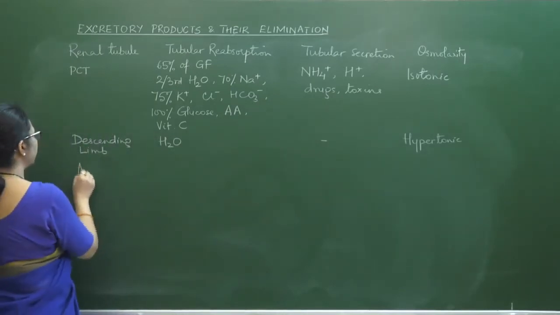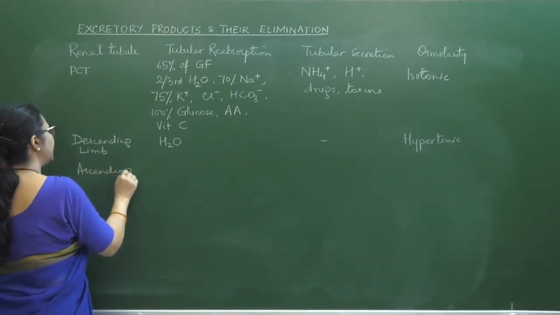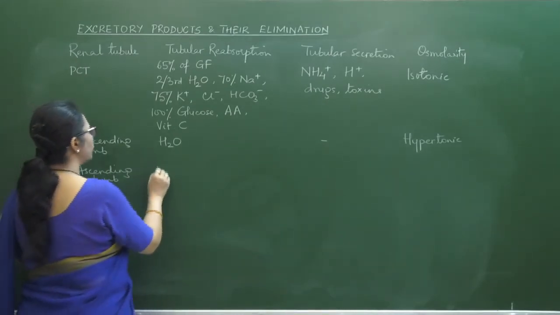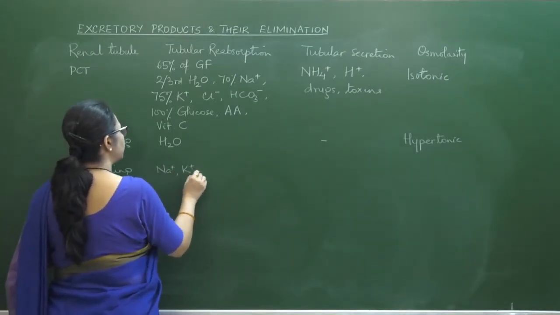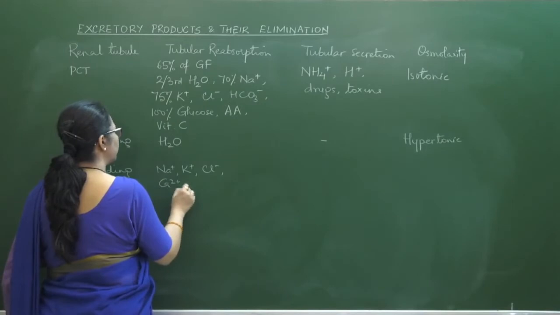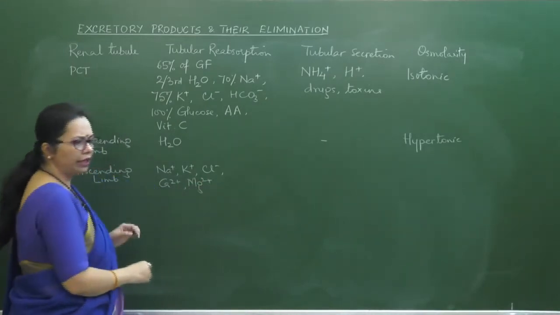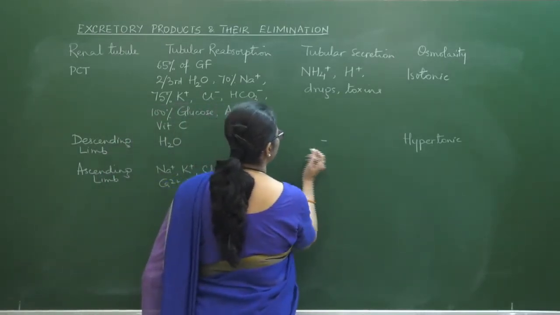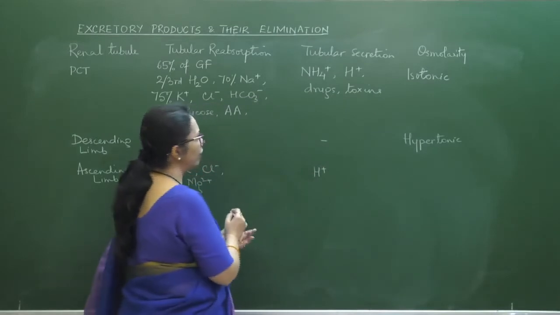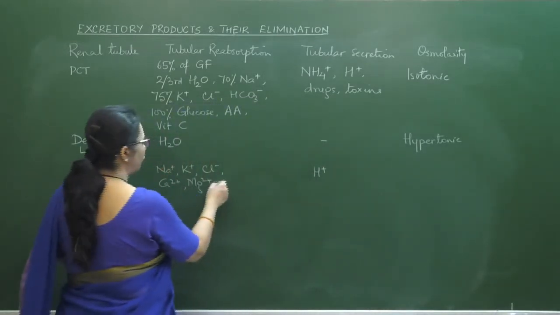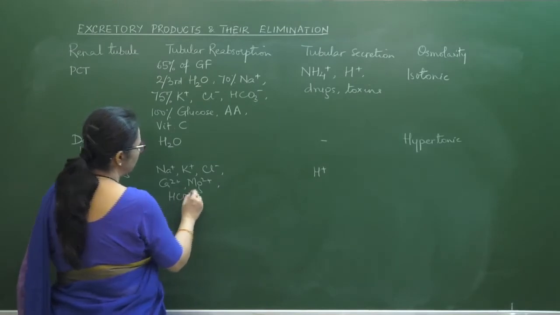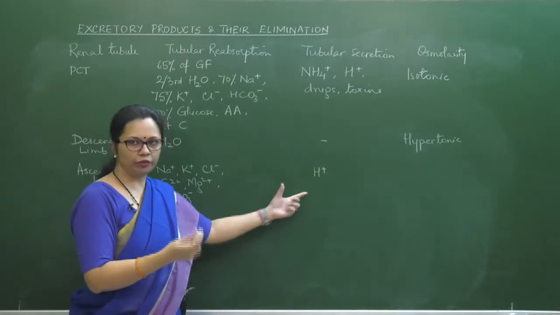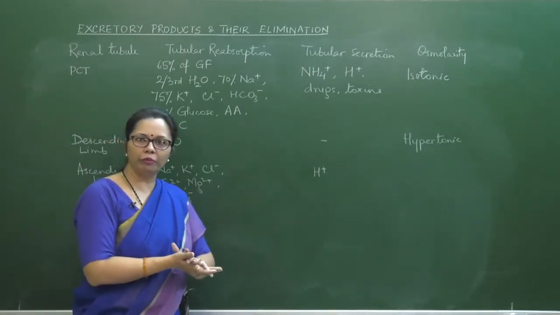Then coming to the ascending limb. Now the ascending limb is permeable only to ions. So here sodium, potassium, chloride, calcium, magnesium, and so on, all these are being absorbed. And secretion we can of course mention for H ions. And whenever I write H ion, I'll have to mention bicarbonate, because this is a pair. Bicarbonate is absorbed and H ion is released, because of the product, this is once again, remember, respiration, same way.